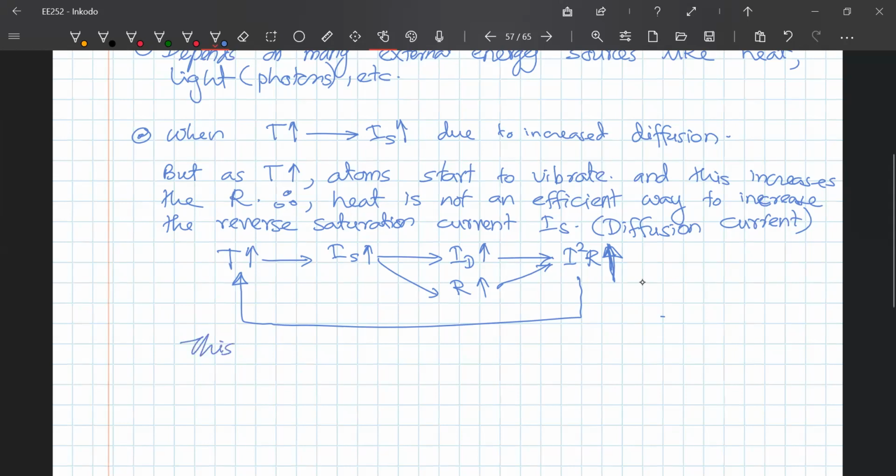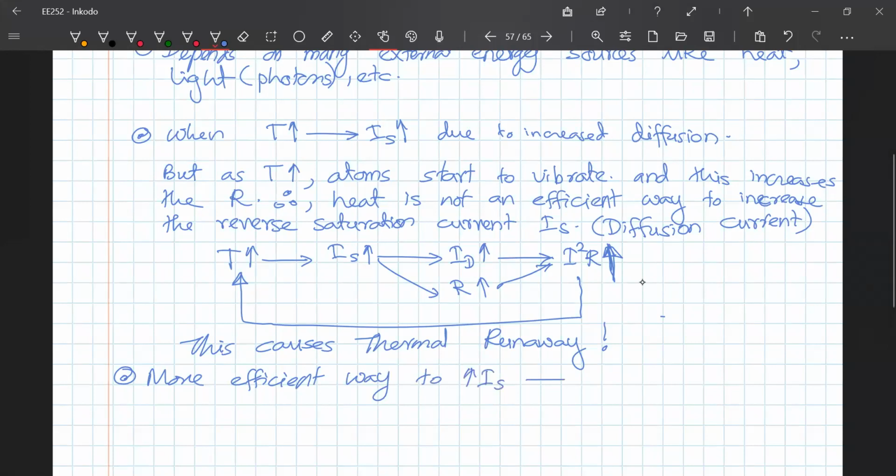This causes thermal runaway. So therefore, using heat is not a good, efficient way to increase the IS. But a more efficient method would be to use photons. Okay, in other words, the photoelectric effect. A more efficient way to increase IS is the photoelectric effect.